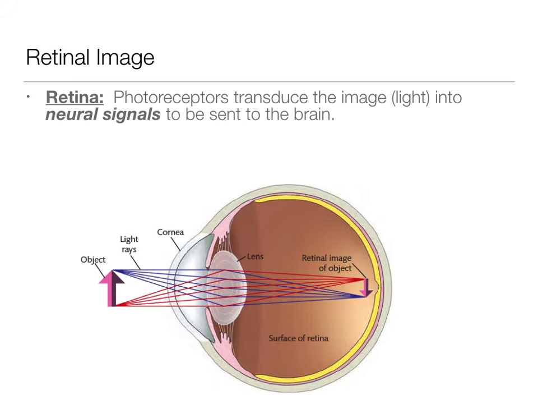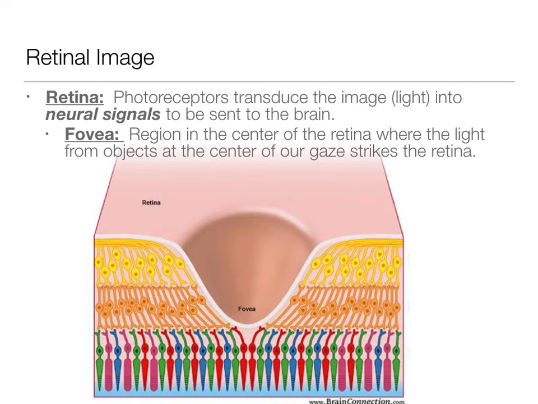If we're looking at something, in this case the arrow, that arrow is going to be flipped in our visual field. It's going to be flipped on that fovea. That fovea is the center region of the retina, and this is where we're focusing on something, this is where that information is going.